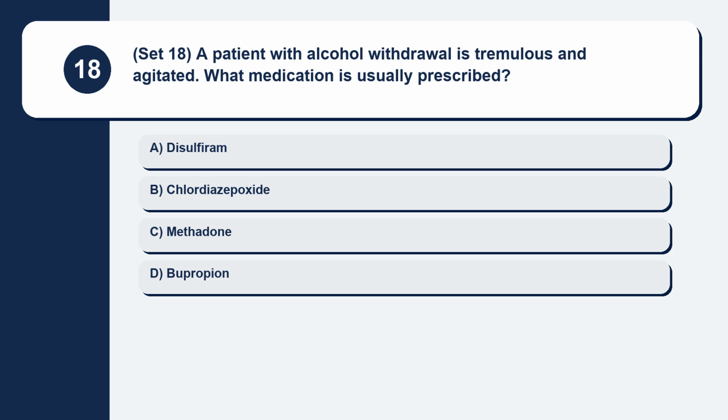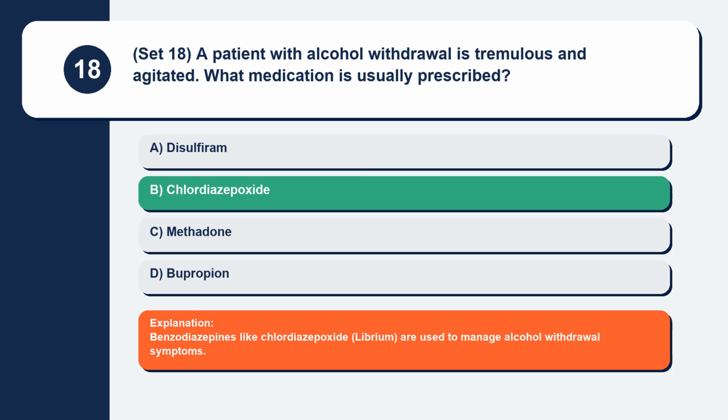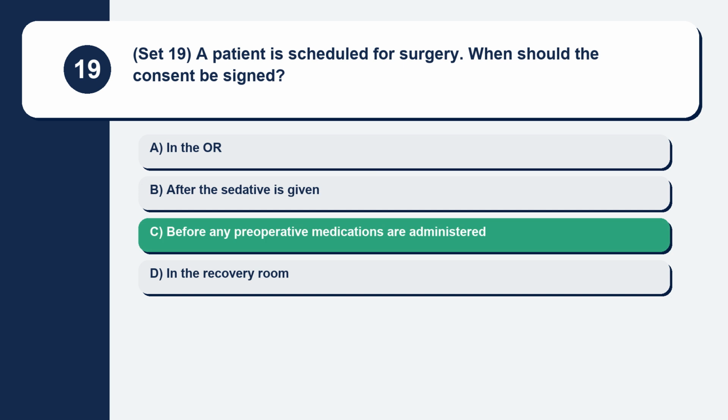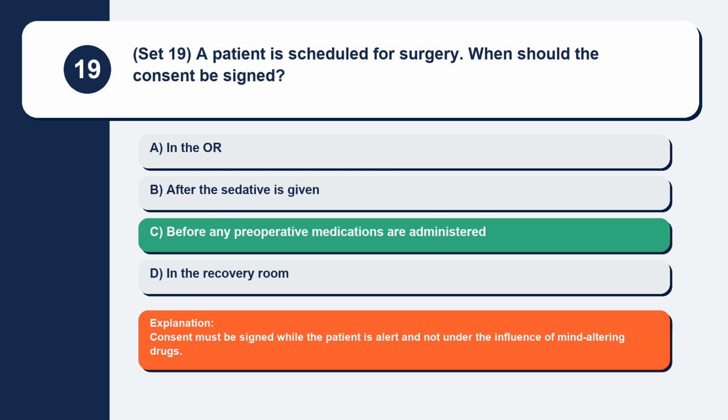Question 18. Set 18. A patient with alcohol withdrawal is tremulous and agitated. What medication is usually prescribed? Disulfiram, chlordiazepoxide, methadone, bupropion. Benzodiazepines like chlordiazepoxide, Librium, are used to manage alcohol withdrawal symptoms. Question 19. Set 19. A patient is scheduled for surgery. When should the consent be signed? In the OR, after the sedative is given, before any preoperative medications are administered, in the recovery room. Consent must be signed while the patient is alert and not under the influence of mind-altering drugs.